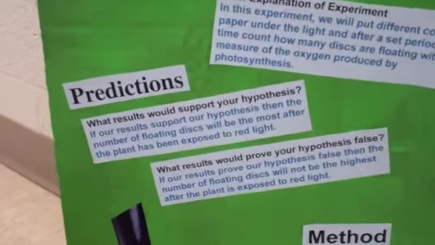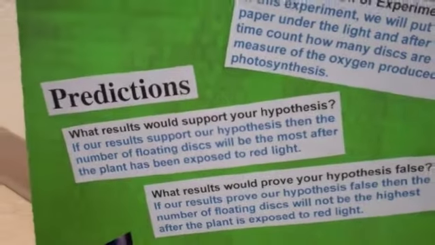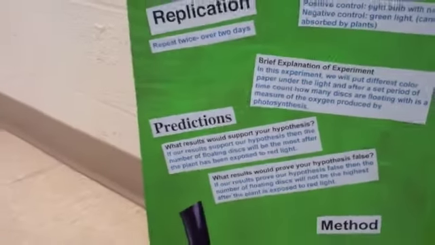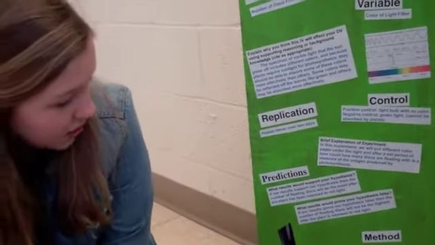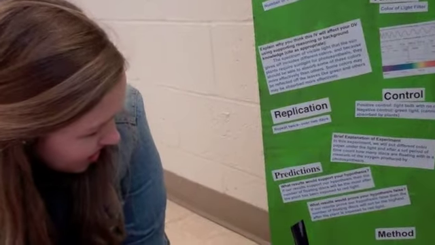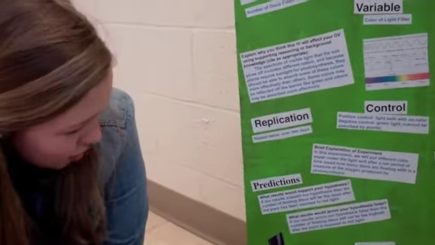We predict if our results support our hypothesis, then the number of floating discs will be the most after the plant has been exposed to red light. If our hypothesis is false, then the number of floating discs will not be the highest after the plant is exposed to red light.